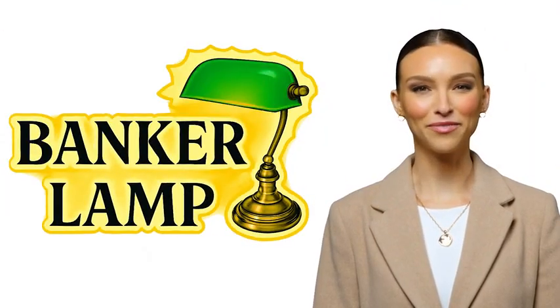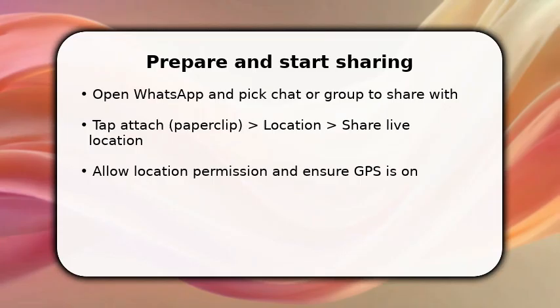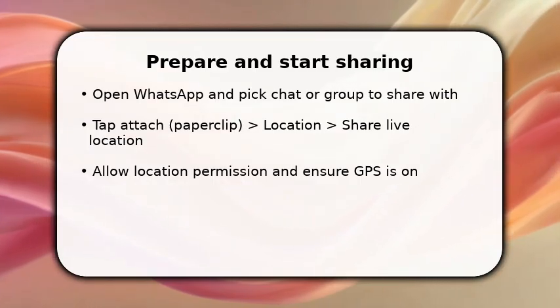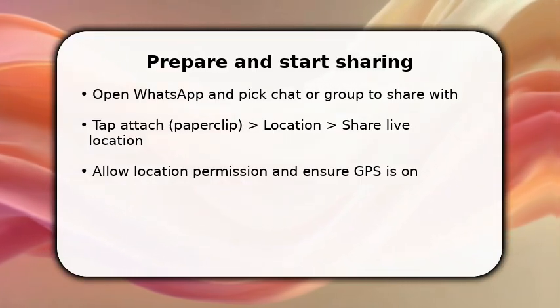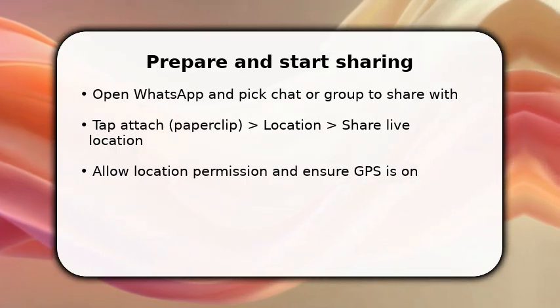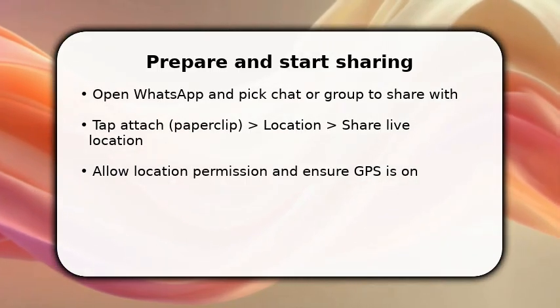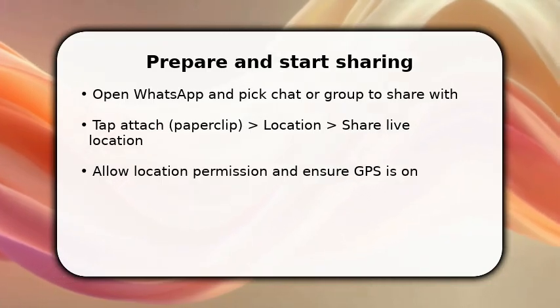Please enjoy the video. You start by opening the specific chat where you want to change a live location. Tap the attach icon, choose location, then share live location. Allow WhatsApp to access your device location if prompted so it can update in real time.